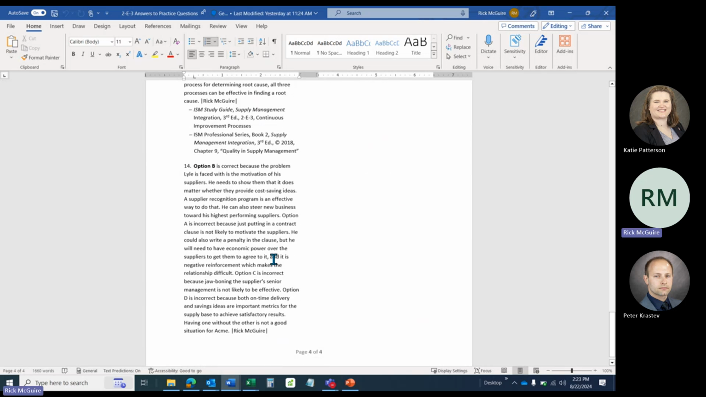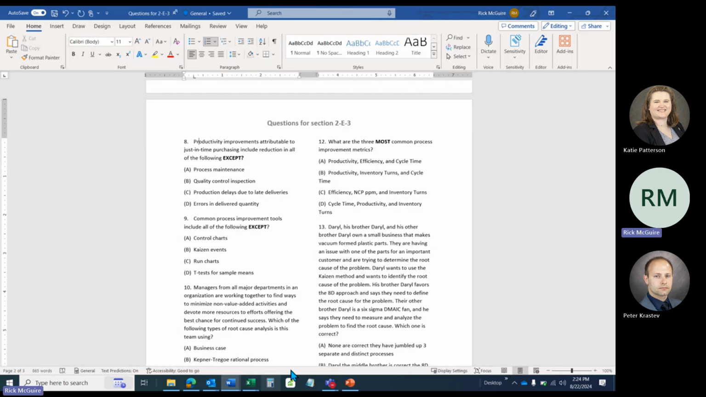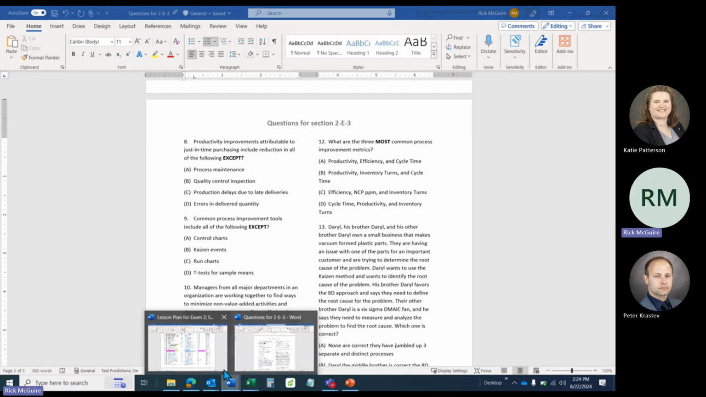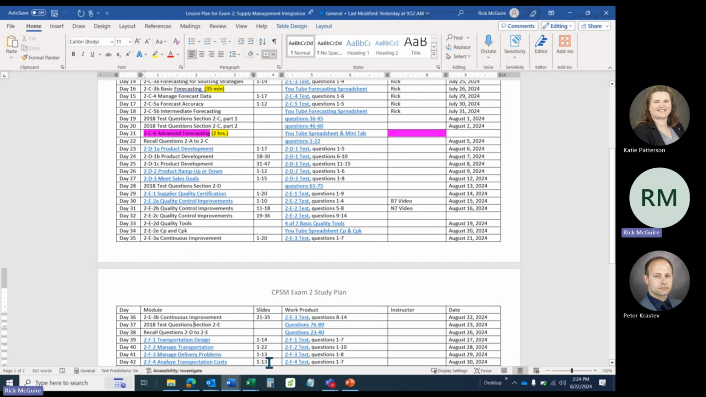And 14 is Bravo. Lyle is faced with the motivation of his suppliers and needs to show them it does matter whether they provide cost savings ideas. And a supplier recognition program is a good step towards that. Any questions? All right. So tomorrow we're going to start on, we get to do section E questions. Okay. See you then.